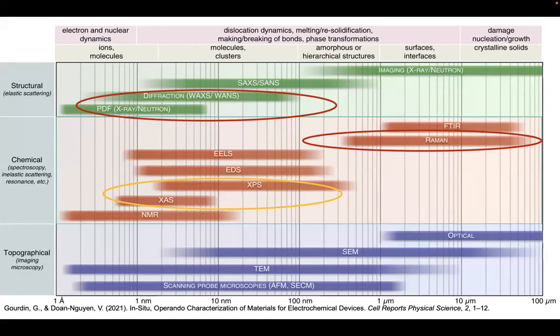Okay, so we move on to, we talked a lot about structure. Now we're going to move on to talking about the chemistry within these materials. I'm trying to understand the chemistry by probing the chemical components themselves, right? Each of the species within the speciation within the material.